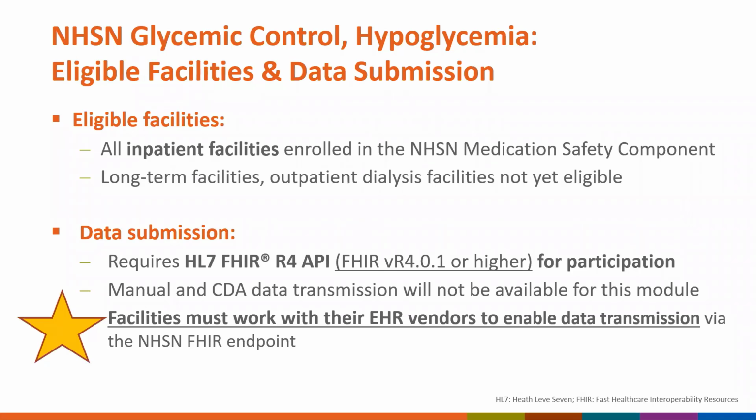The facilities that will be eligible to report to the NHSN glycemic control module include all inpatient facilities enrolled in NHSN MSC, with the exception of long-term care facilities and outpatient dialysis facilities. Those are not yet eligible. As with the other modules that are dependent on FHIR, this module would also require a FHIR R4 API, so FHIR version R4 is required for participation, and facilities must work with their EHR vendors to enable data transmission via the NHSN FHIR endpoint. Next slide.